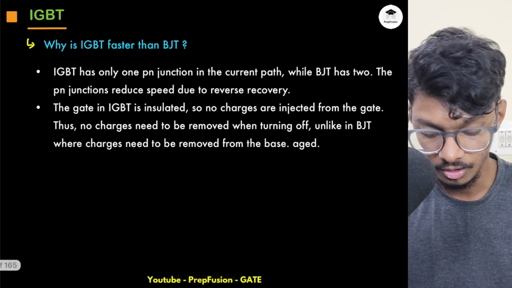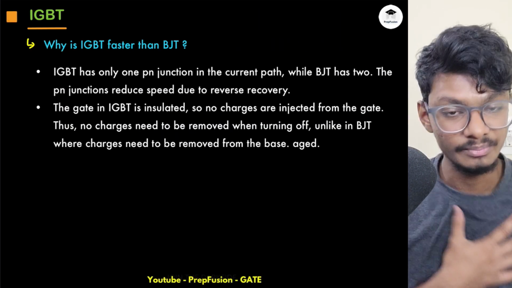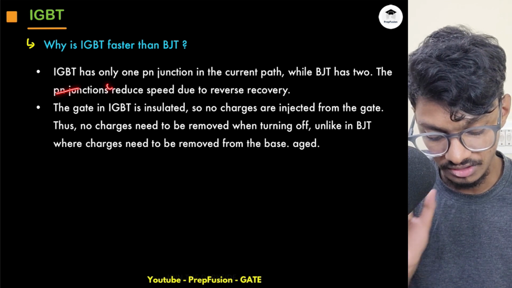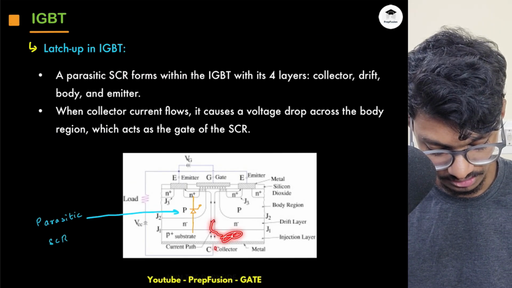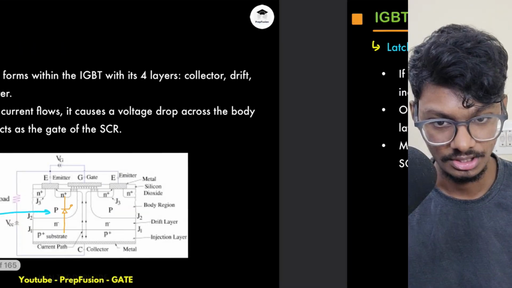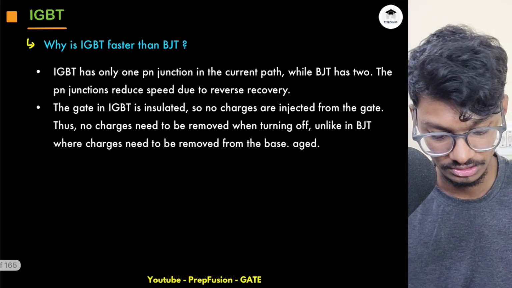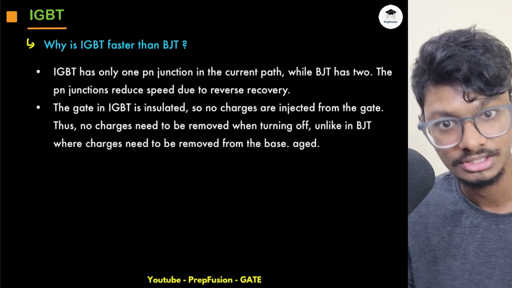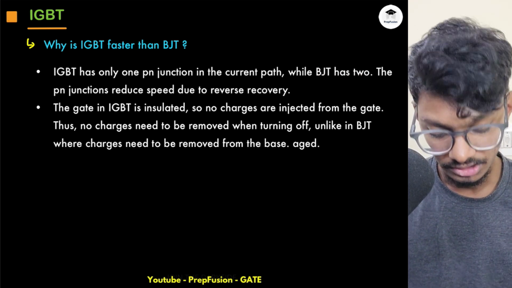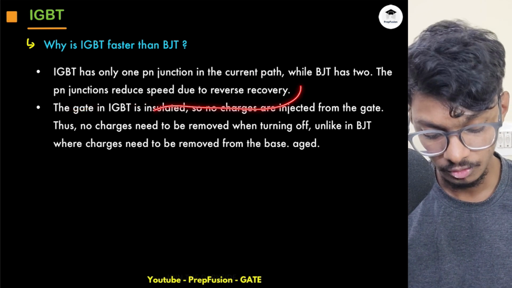So that is the limit. Now why is IGBT faster than BJT? IGBT has only one PN junction in its current path. This is the PN junction, right? If you observe, this is the P plus and that's it. This is the junction. But BJT has two junctions. That's why obviously IGBT will be faster, because there will be less charge storage. The PN junctions reduce the speed due to reverse recovery.